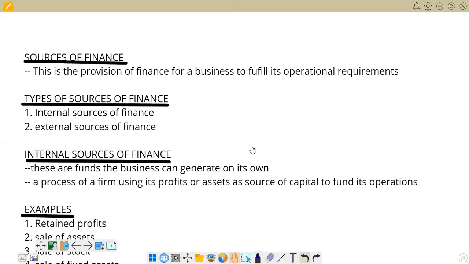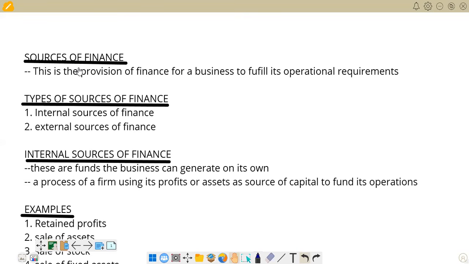Today, we want to look at a section of sources of finance. And we are going to start by trying to understand what sources of finance means. Basically, for sources of finance, we're just looking at the funding of a business organization, where the funding is coming from, the money that is going to be used by the business to finance its operations. We want to see where it's coming from. So that's what we mean by sources of finance.